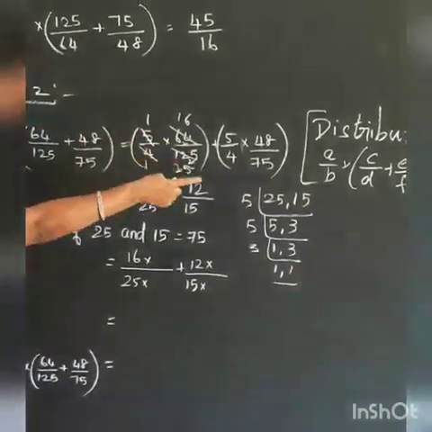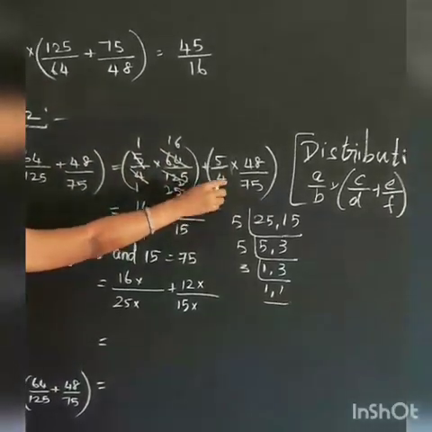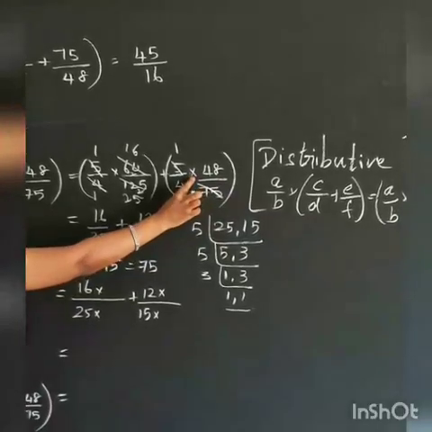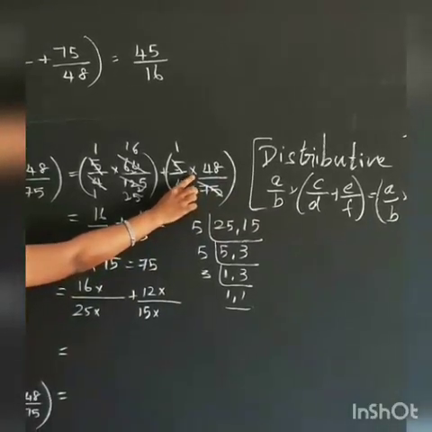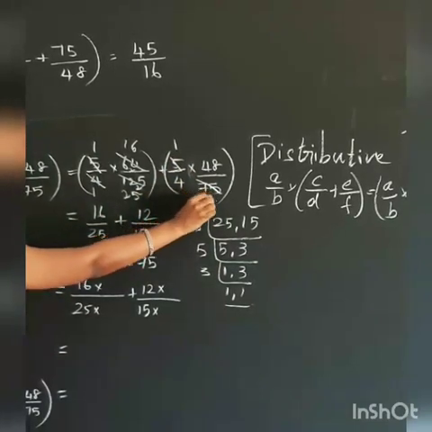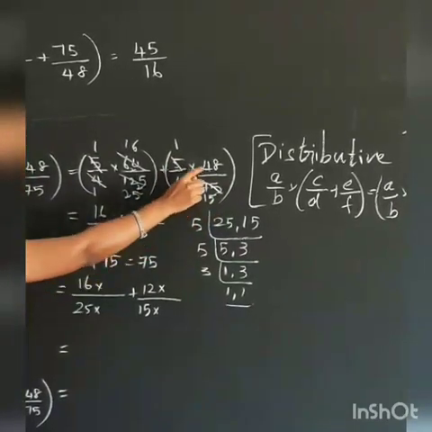Similarly, we have to cancel the next bracket also. Here also 5 1 times, this 75. Since you have multiplication, it is possible to cancel. 5 1 times, 75 is what times? 15 times. Again 4 and 48.